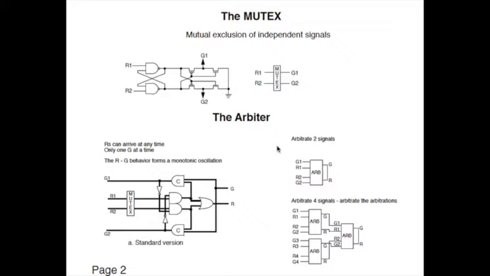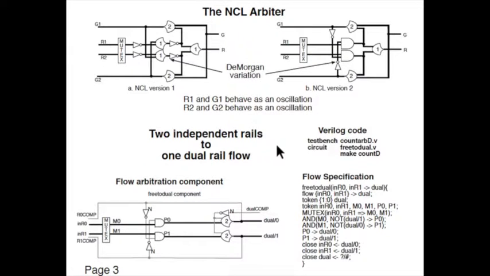And now we're going to turn the textbook arbiter into an NCL arbiter. So these are the NCL versions of the textbook arbiter. The C elements are 2 of 2 and the OR is a 1 of. And the AND gate, we can do a De Morgan and make it a 1 of, or we can do it this way. I'm not sure which is most efficient, so I've shown both of them.